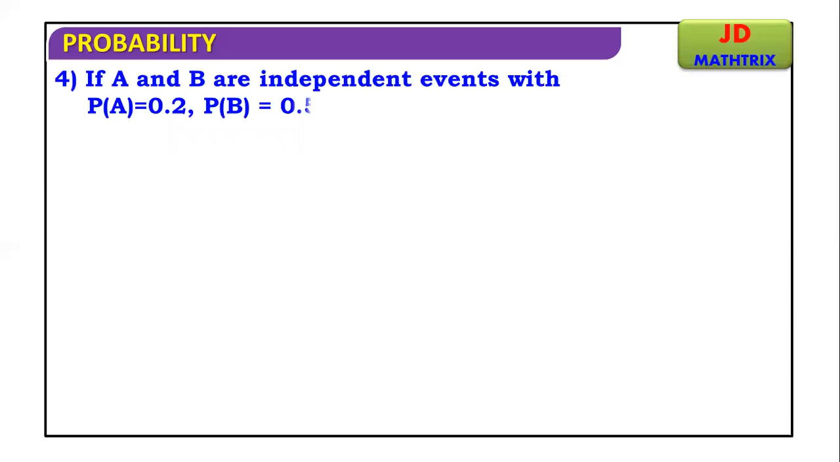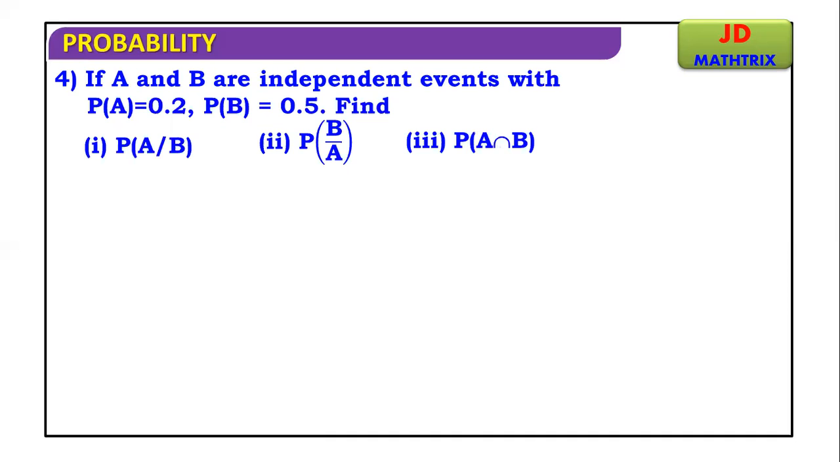Now coming to the next problem. If A and B are independent events with P of A equal to 0.2 and P of B equal to 0.5, find P of A by B, P of B by A, P of A intersection B, and P of A union B. These are very simple problems and also very important problems. We are given P of A and P of B, and A, B are independent events.